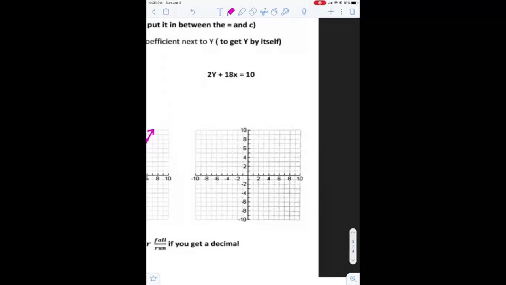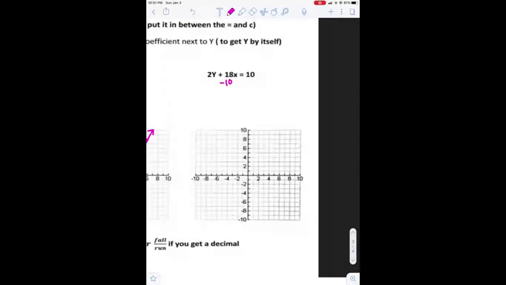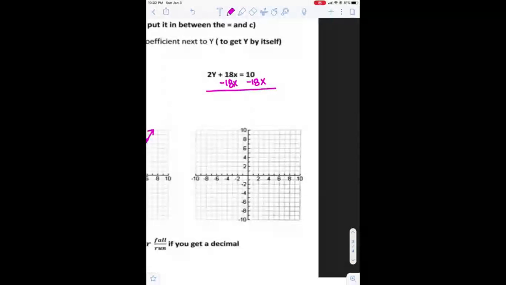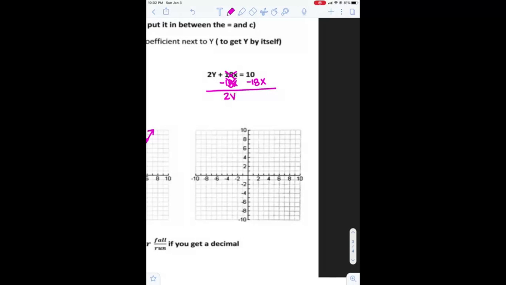So we're going to do the same thing over here. I'm going to get rid of my x term on the left side by subtracting it. So I'm going to subtract 18x from both sides. So that is going to leave me on the left side with just 2y is equal to negative 18x on the right side, and then we still have the positive 10, so negative 18x plus 10.